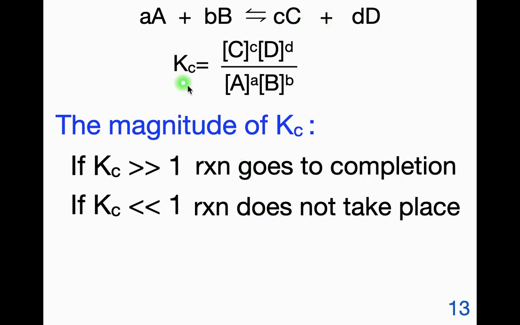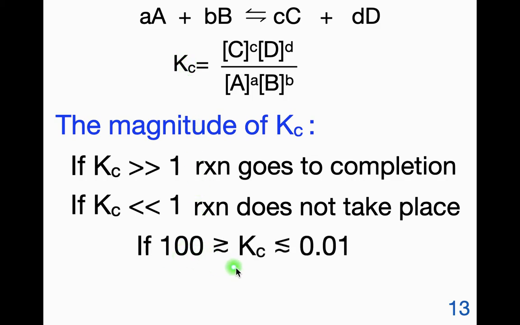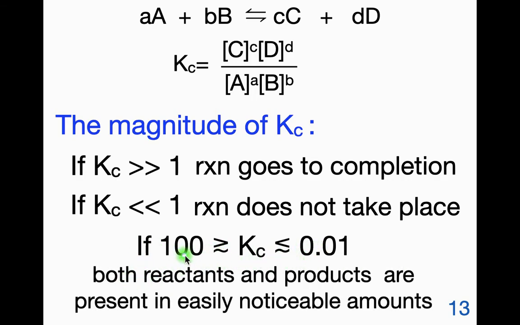Now, the actual value of the equilibrium constant is usually somewhere between 100 and 1/100th. It can certainly be greater than 100. It can be less than 1/100th. Kind of depends upon the particular reaction, but that's kind of the general range. And in that range, both reactants and products are present in easily noticeable amounts.